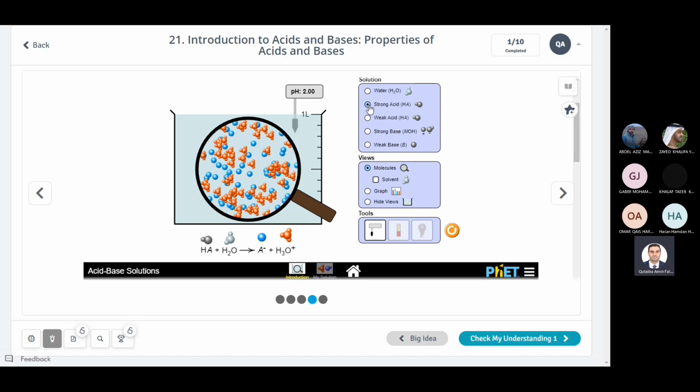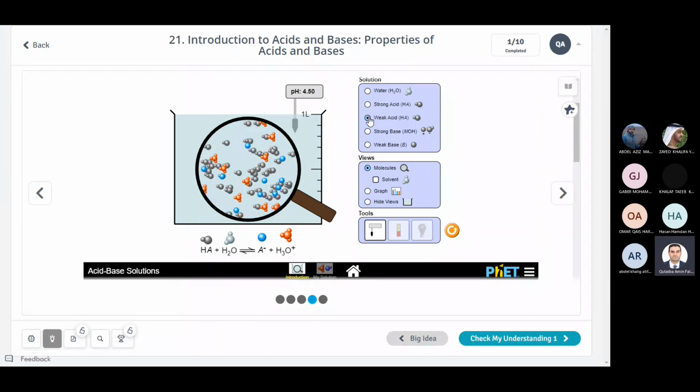Go to the acids. Strong acid has a lot of hydronium ions, H3O positive, a lot of positively charged ions. This is why I will call it what? Acid. The pH is the other indicator. Because it's less than 7, I will say it's acidic.